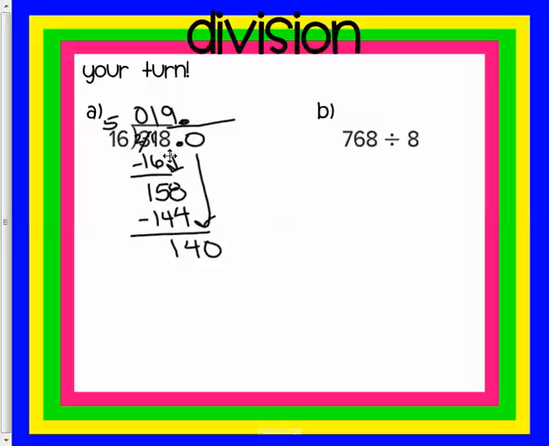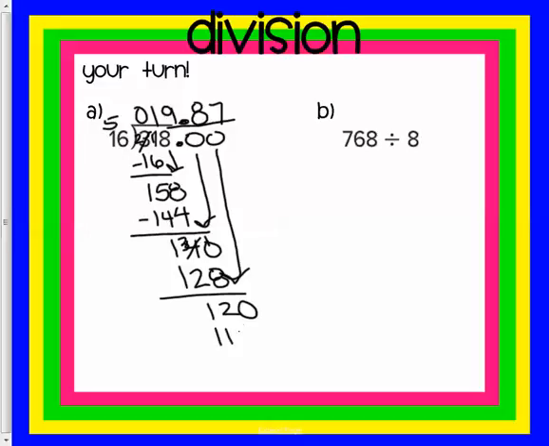Thinking 140 goes in 8 times. 8 times 16, use your green sheet if you need help, is 128. Subtract, and I'm left with 12. Another 0, bring it down. This time we know it's going to be 7, and 7 times 16 on my green sheet says 112. And I'm left with 8 because I regroup and I think of this as a 10, minus 2 is 8, and all of these are zeros.